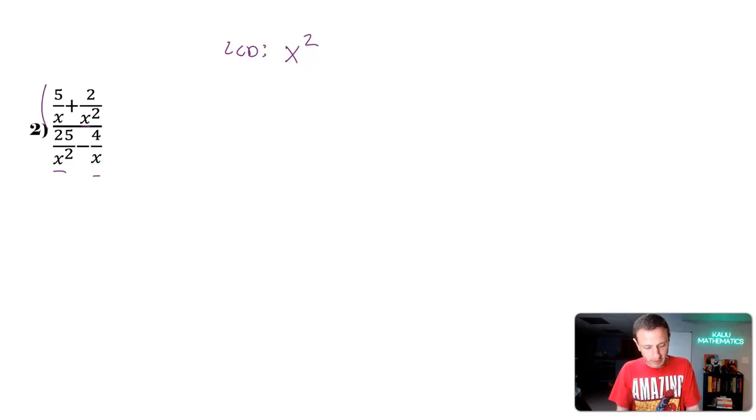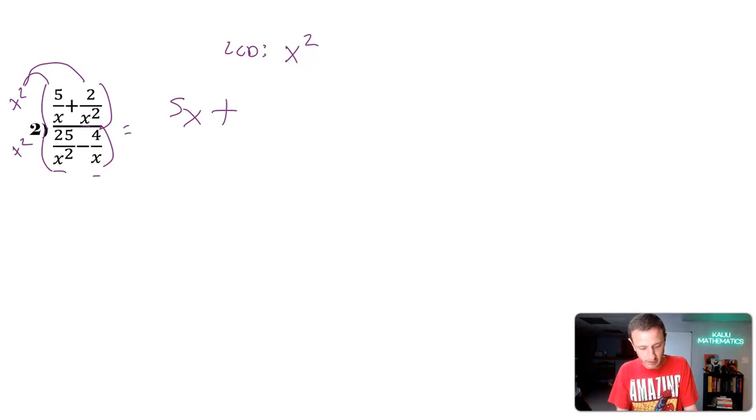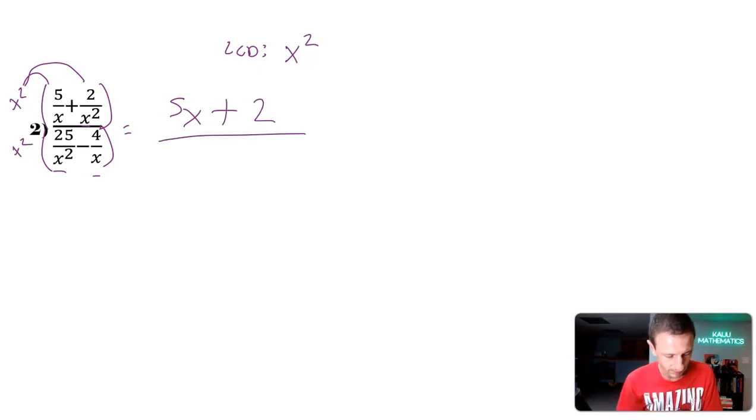So that means I'm going to multiply the top by x to the second, and multiply the bottom by x to the second. When I do that, on top, x to the second times 5 over x is 5x, plus x to the second times 2 over x squared, the x squareds cancel out, so I'm left with 2. And then on the bottom, we are going to do x squared times 25 over x squared, which is just going to be 25, minus x squared times 4 over x, which is going to be 4x.